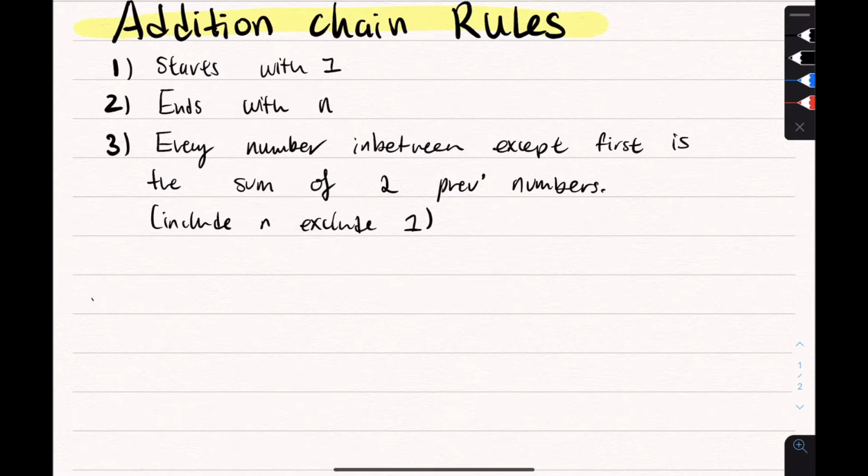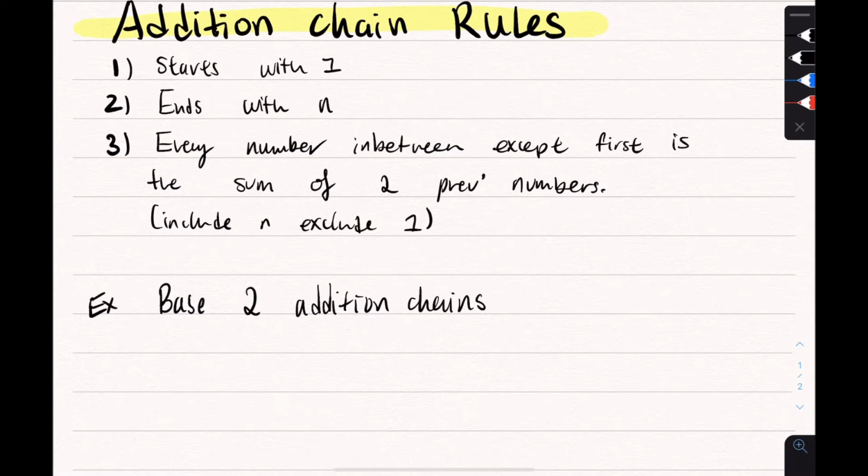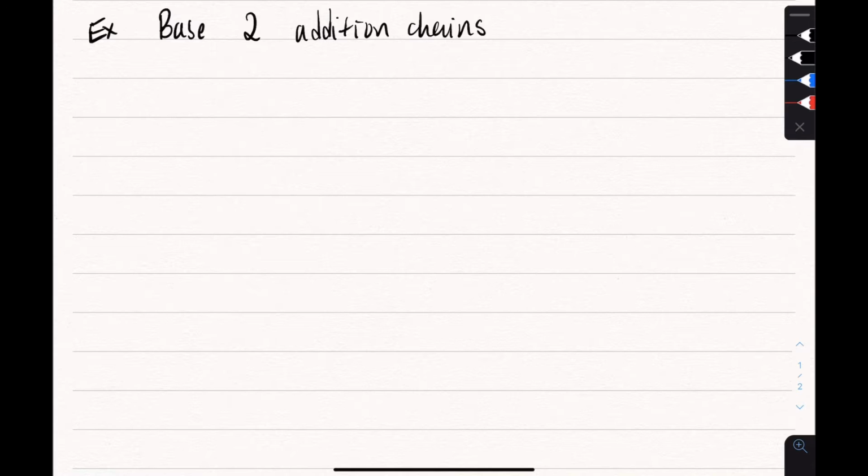Let's start with an example. Base 2 addition chains. Okay, let's say you have something like y to the power of 100. And here, this 100 value here is the n, which we were talking about in the second step. You want to get the addition chain for this guy, so we just look at the exponent.